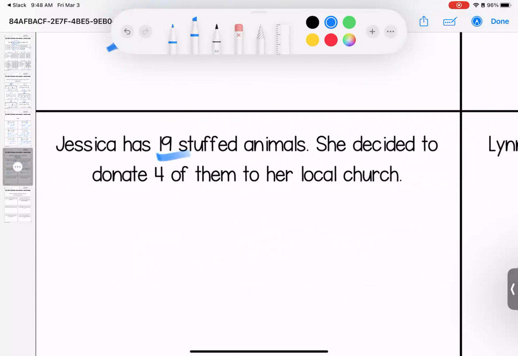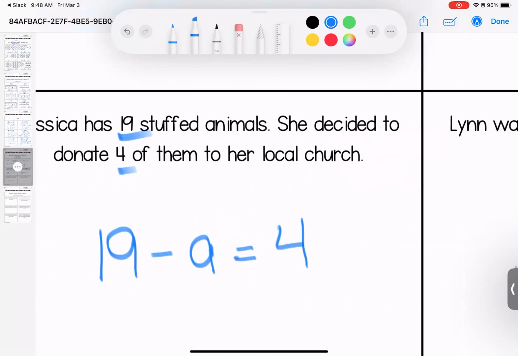Jessica has 19 stuffed animals. She decided to donate 4 of them to her local church. So we have 19 minus an unknown amount left equals the 4 that she donated.